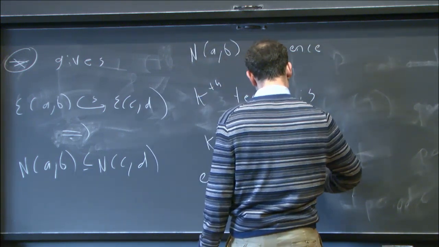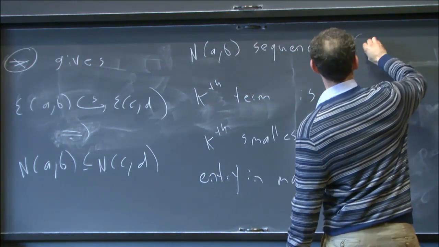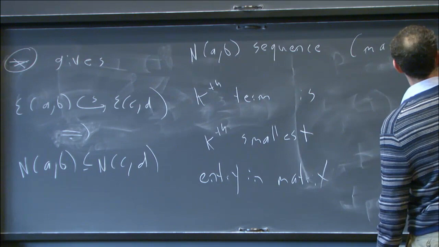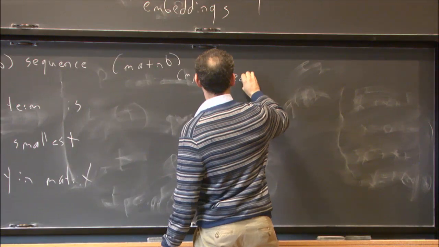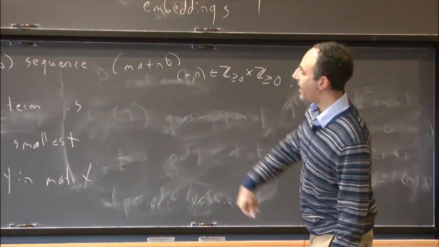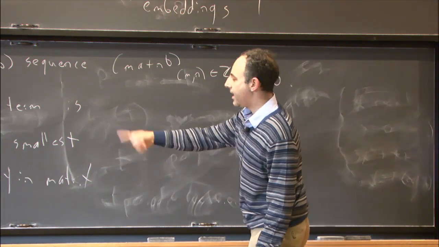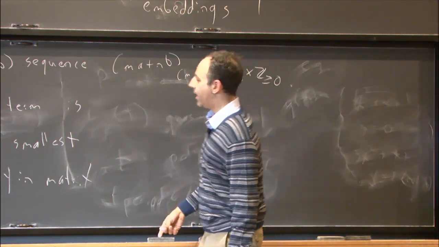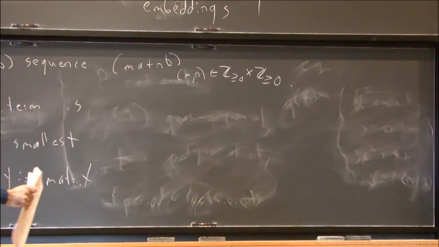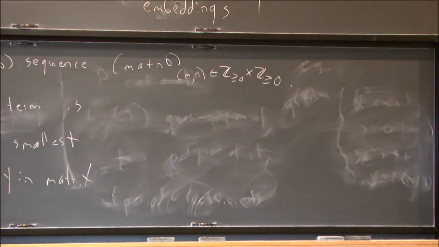in the matrix ma plus nb, where m and n are non-negative integers. Okay, so if I can embed one ellipsoid into another, then I get an inequality of sequences like this, where by this inequality I mean term by term inequality. Okay, so again, how does this sequence work? In a moment I'll give you an example, but what I'm saying is I just take all non-negative integer multiples of a and b and I list them in order, and then that's how it works.